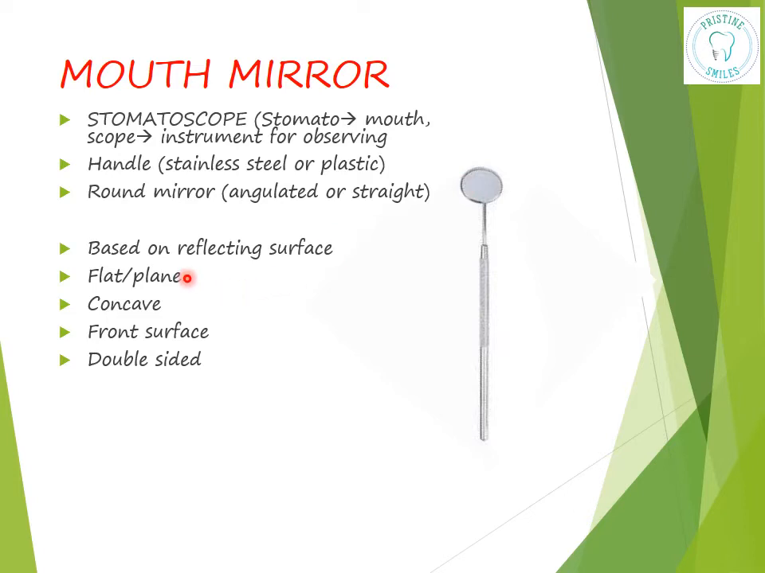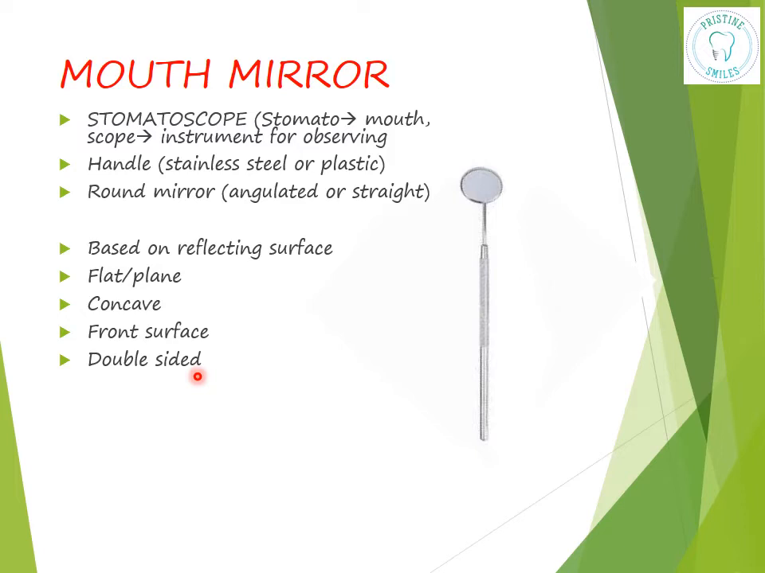Flat mirrors, these have reflecting surfaces on the back of the mirror. So this causes a problem of ghost image. So a clear image is not seen during indirect vision. Concave mirrors magnify the image which is formed. So it is not recommended for routine use. Front surface mirrors, here the reflecting surface is on the front side. We also have double-sided mirrors, wherein one side retracts the tongue or the cheek and the other side can be used to view the image.